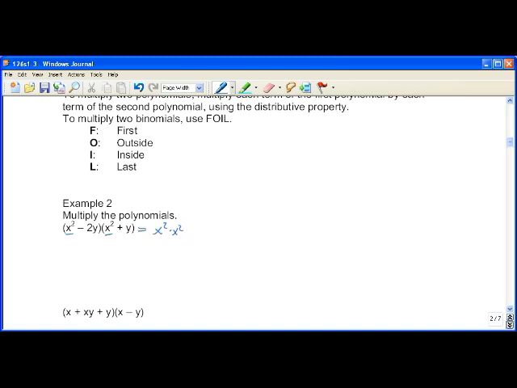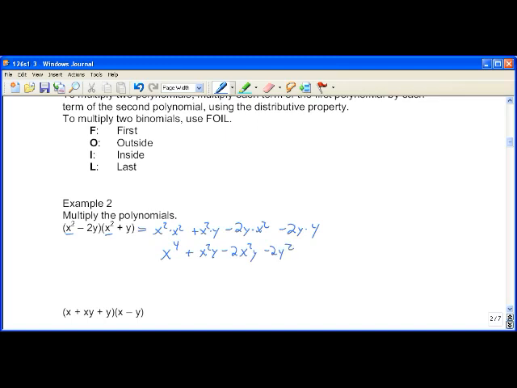Outside, x squared and the y. So plus x squared times y. Then we have a minus, so inside, minus 2y times x squared. Then minus 2y times y. It'd be x to the fourth plus x squared y minus 2x squared y minus 2y squared.